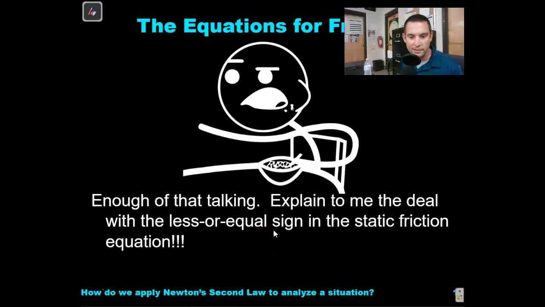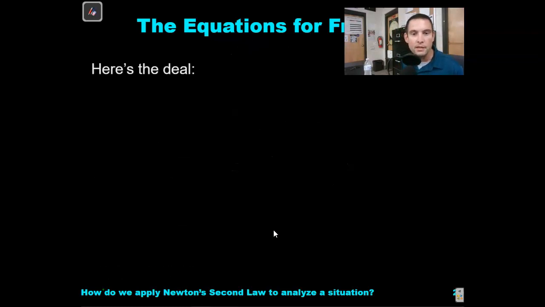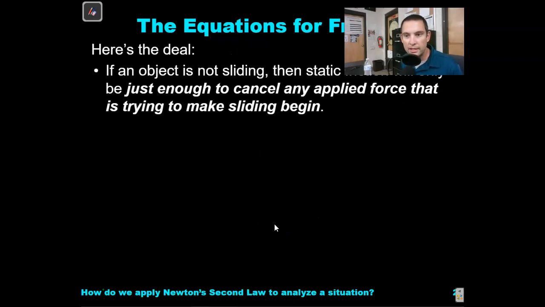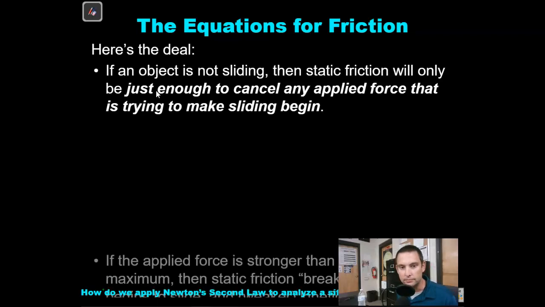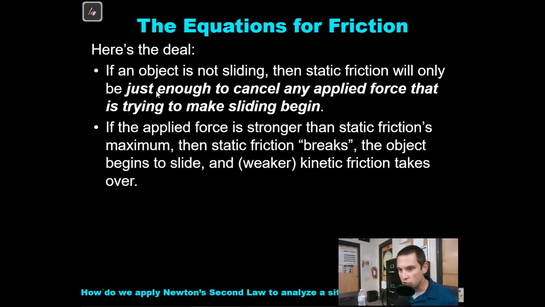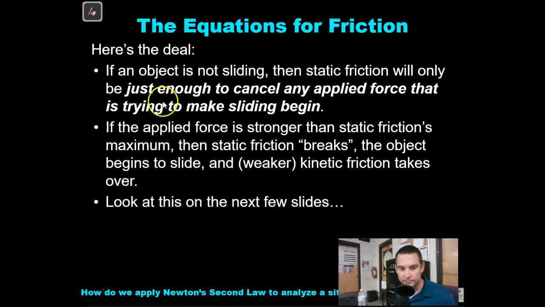Enough of that talking. Explain to me the deal. All right, so here's the deal. If an object is not sliding, then static friction will only be just enough to cancel out any applied force that is trying to make the sliding begin. If the applied force is stronger than static friction's maximum, static friction breaks, and the object begins to slide, and weaker kinetic friction takes over.